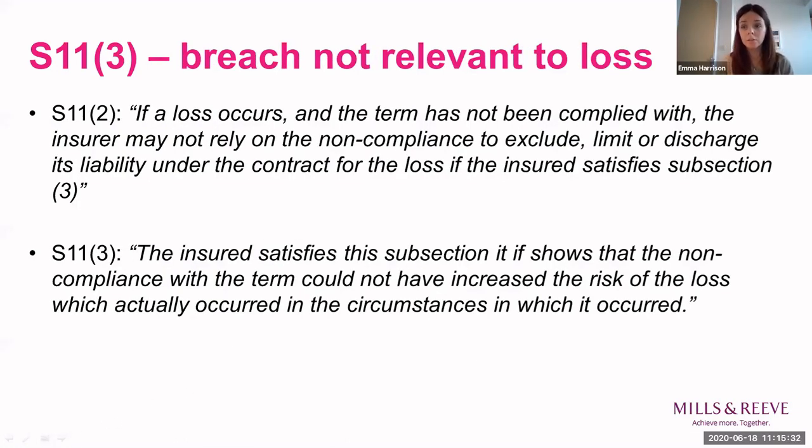So Section 11, if it does apply, is looking at a situation where a breach potentially isn't relevant to a particular loss. So Sections 11.2 and 3 confirm that where a loss does occur and a particular term hasn't been complied with, the insurer can't rely on that breach to avoid or limit cover if, and if you look at the wording of section 11.3 on the screen here, the insured can satisfy that the non-compliance with that term could not have increased the risk of the loss which actually occurred in the circumstances in which it occurred. So notice that the burden's on the insured here to satisfy the test for section 11.3 to apply.